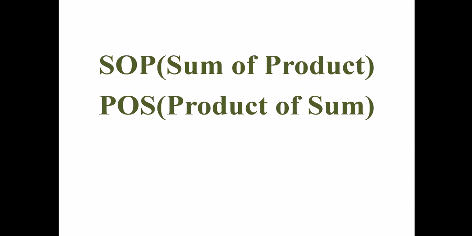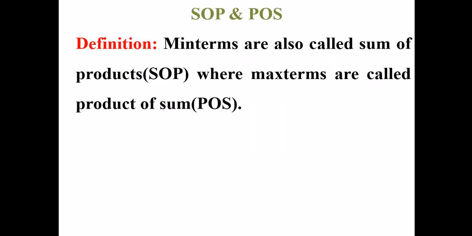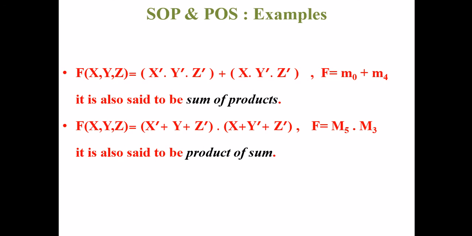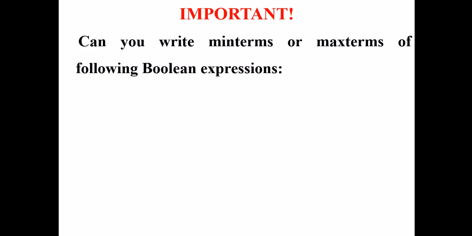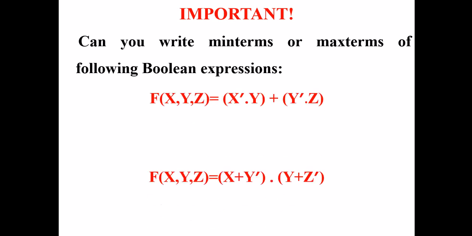Now SOP, sum of product, and product of sum form. The minterms are also called sum of products, whereas max terms are called product of sums. So these are examples related to minterm and max terms. This term, which we earlier discussed, is sum of product form, and this form is called product of sums. So you can write min terms and max terms of the following Boolean expressions.